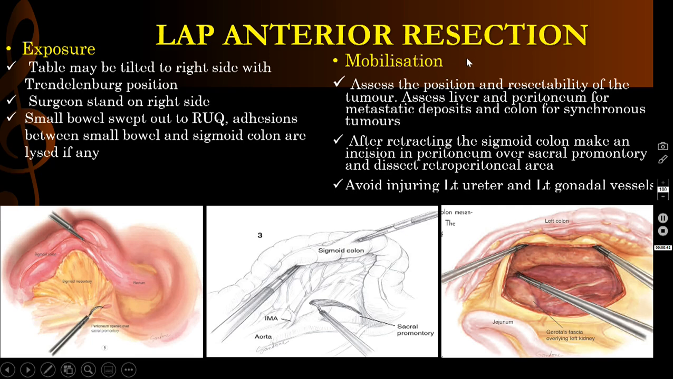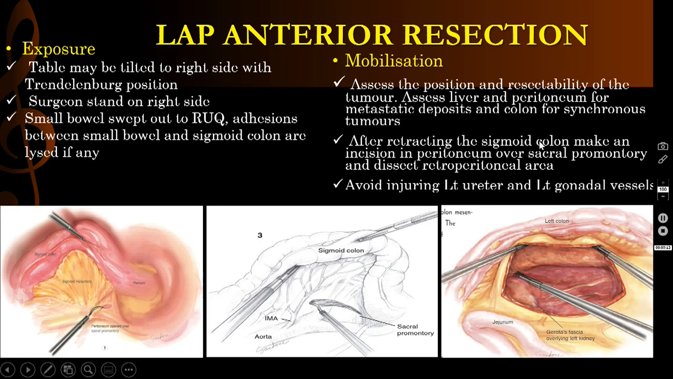Then coming to the mobilization, you have to assess after entering into the peritoneal cavity. You have to assess the position and resectability of the tumor in the rectum. Assess the liver and peritoneum for evidence of any metastatic deposits, and you have to look at the entire colon for any synchronous tumors elsewhere.